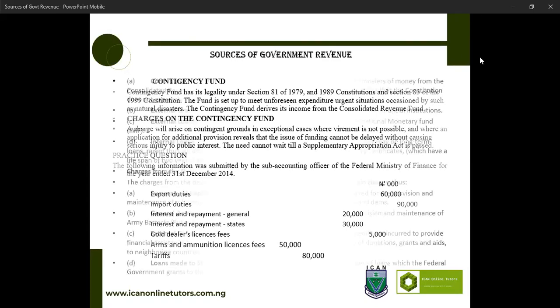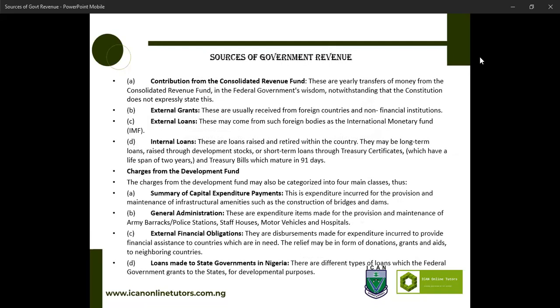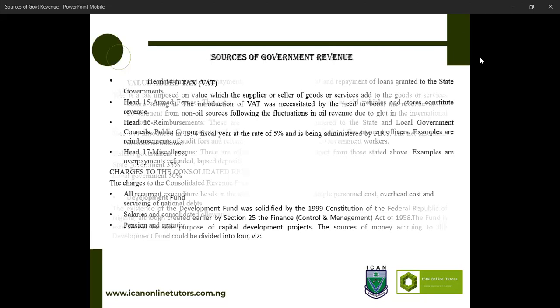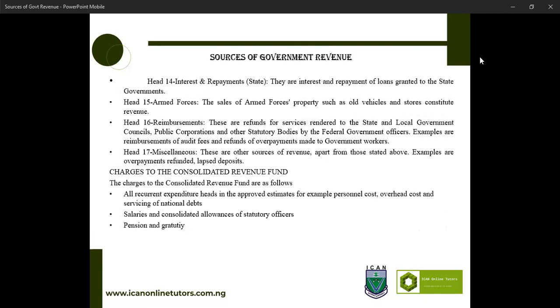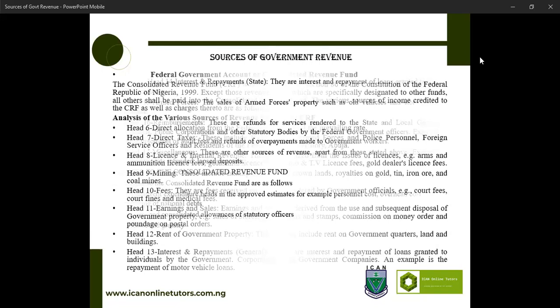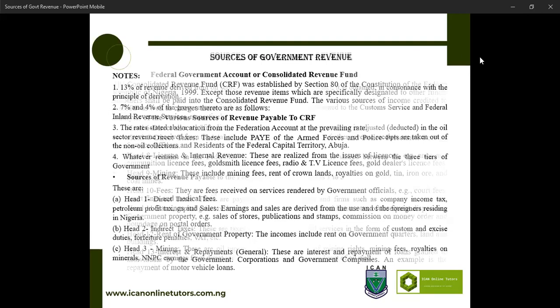Please don't forget your sources of government revenue, Ed 1 to Ed 3, Ed 6 to Ed 17. If you can remember this, Ed 1 to Ed 17, you won't have any problem in computation or preparation of Federation accounts, Consolidated Revenue Fund accounts, Development Fund accounts.